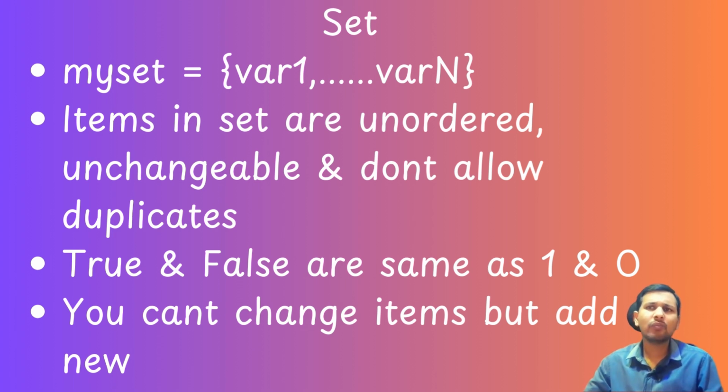So basically, when we print the values in the set, it will be printed in a random order. Unchangeable means, like a tuple, after we create it we cannot modify the items, but we can add new items here. And it doesn't allow duplicates because a set has unique values. And here true and false are the same as 1 and 0. I mean, true is the same as 1 and false is the same as 0. So these will be treated as duplicates if we use both of them in the set.